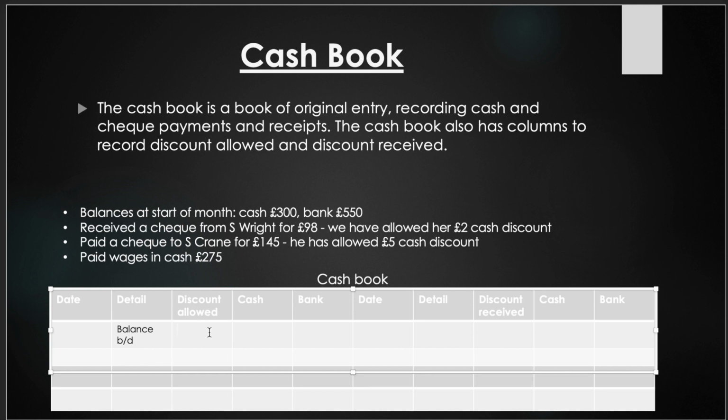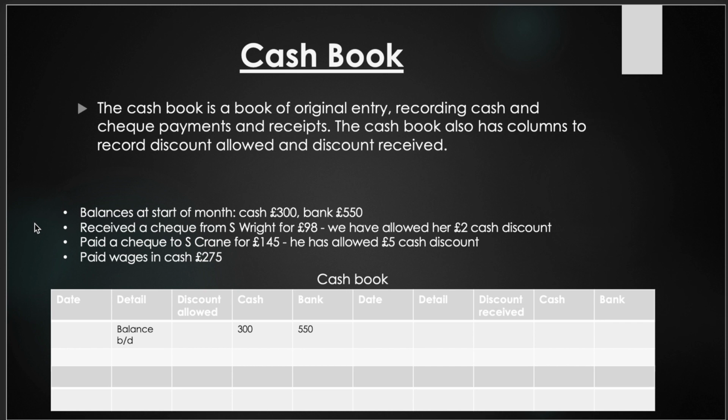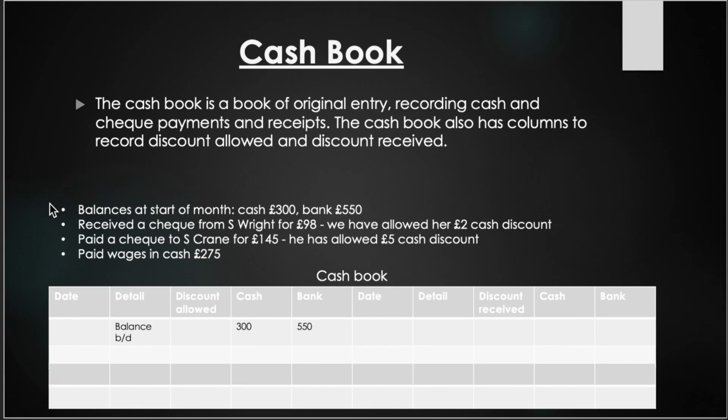So we put 300 into the cash column and 550 into the bank column. The reason why you put it on the left side is because it's a positive. You can never have a negative cash. For example, you can't have minus 50 cash. It wouldn't make sense. So the cash will be on the left, and also for the bank we'll have to assume that it is a positive as well.